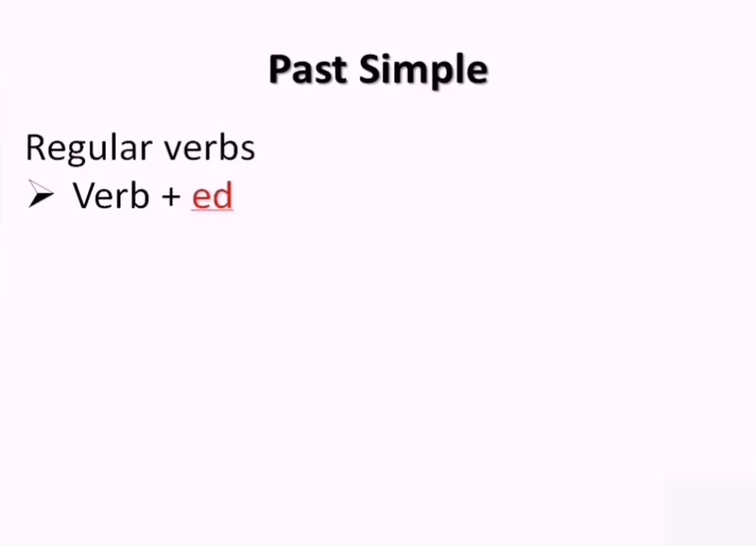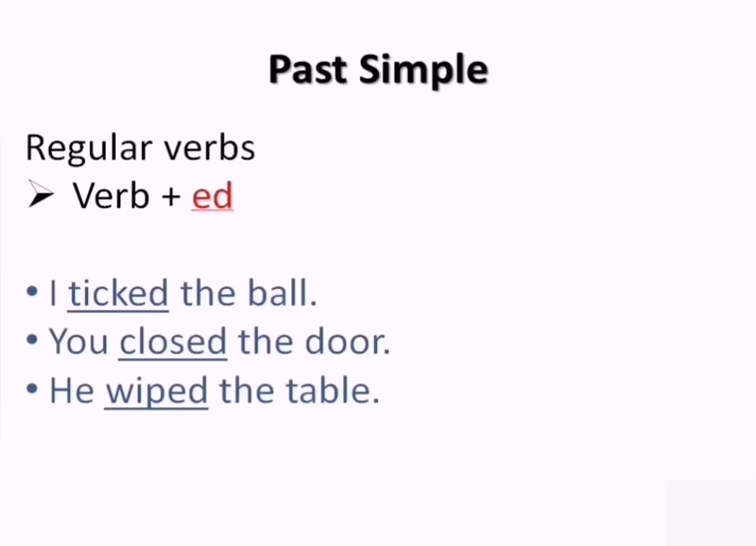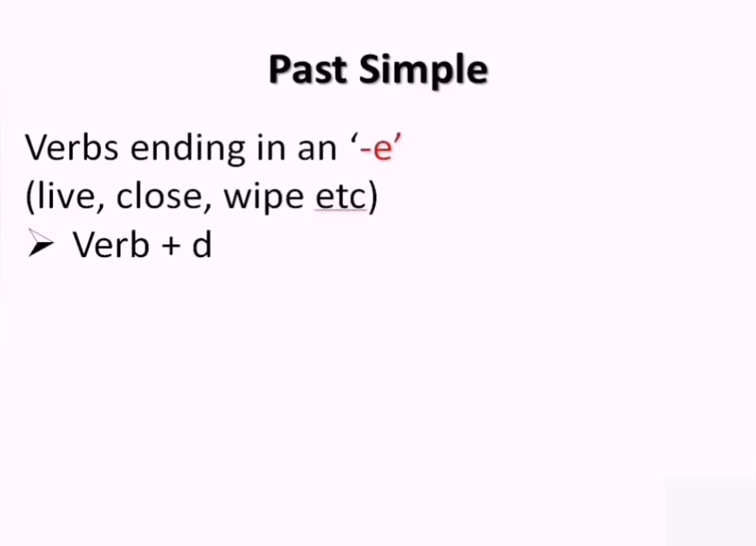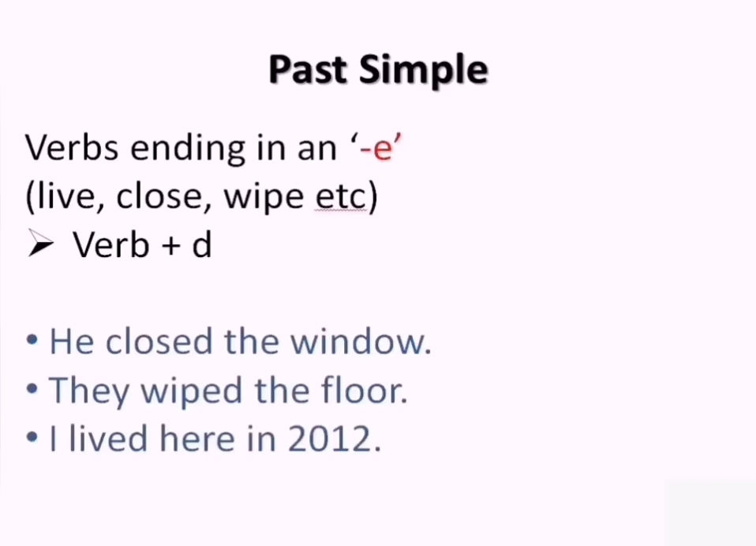Now let's get started. How to form the past simple. For the regular verbs, we simply use the infinitive form of the verb and add ed. I ticked the ball. You closed the door. He wiped the table. We need to pay extra attention to verbs that end in an e, such as leave, close, and wipe. With these verbs, we use the infinitive form of the verb, but we only add a d. For example, he closed the window, they wiped the floor.